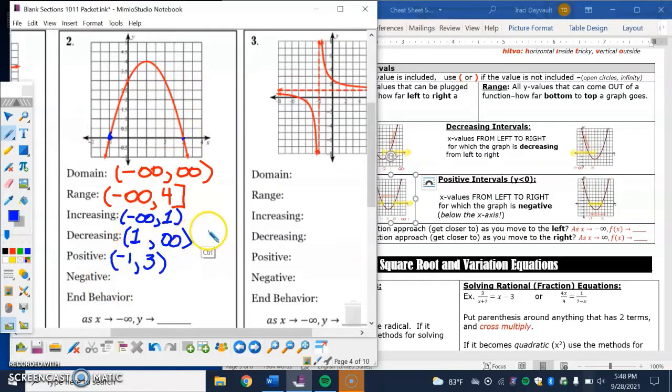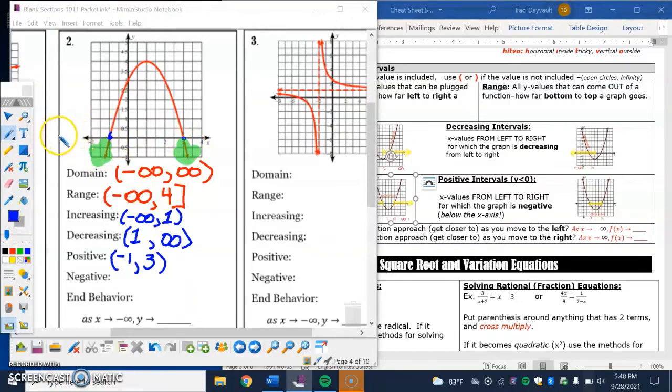Notice I put parentheses for these as well because, again, it is not above the x-axis at these points. It's not above or below the x-axis. So that's why we put parentheses, because those numbers are not included. Now let's look at when it is below the x-axis, and these have arrows. So we're going to have a union, a set of numbers.